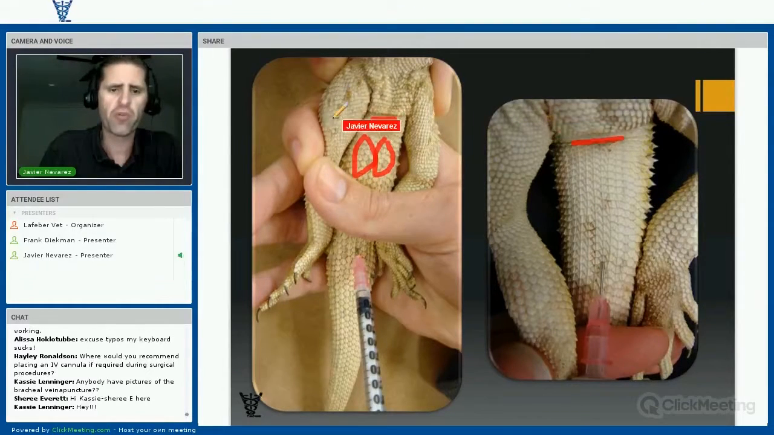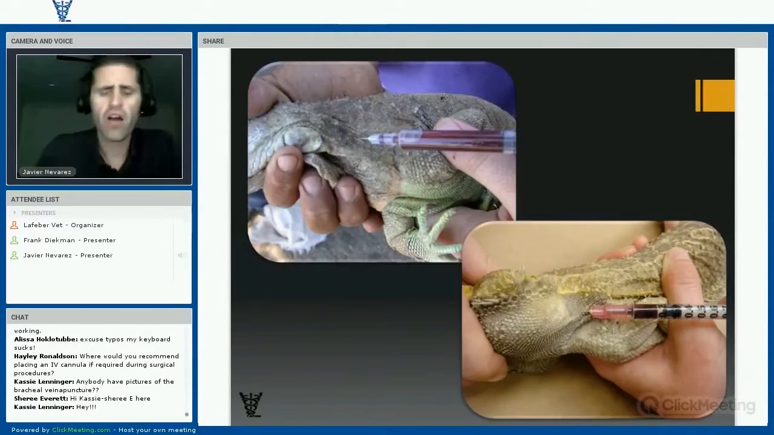Whereas this right here is a female, with these very small femoral pores as opposed to the large femoral pores here. So in the females, you can get a lot closer to that vent, and you're not going to have any issues or concerns about the hemipenes.